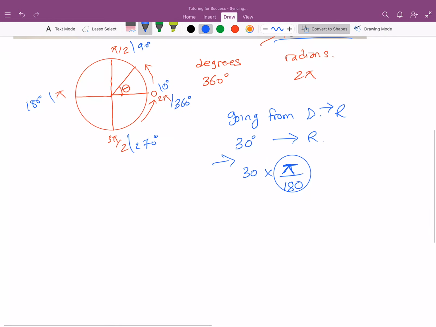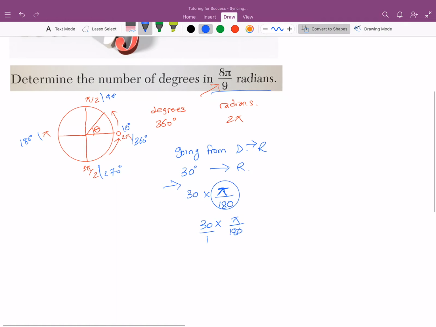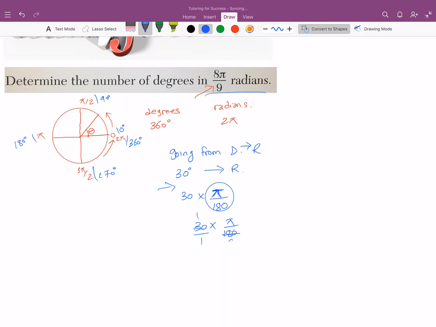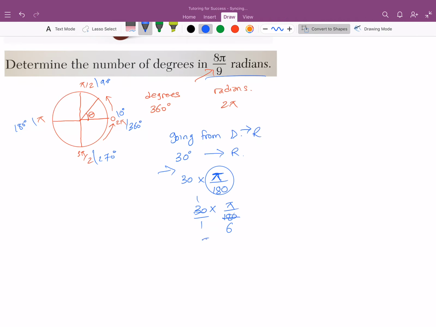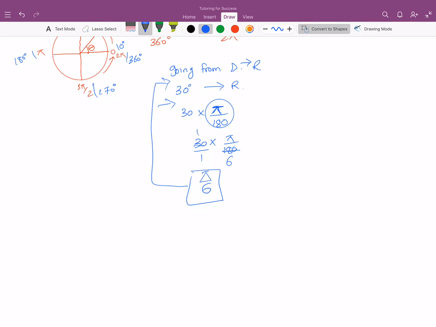So let's compute it further. 30 times pi over 180 is, guess what, how many 30s go into 30? 1. How many 30s go into 180? 6. So it's pi over 6. So 30 degrees can also be expressed as pi over 6, and they both retain the same value. It's the same thing but a different format of expressing that angle. So this is going from degrees to radians.